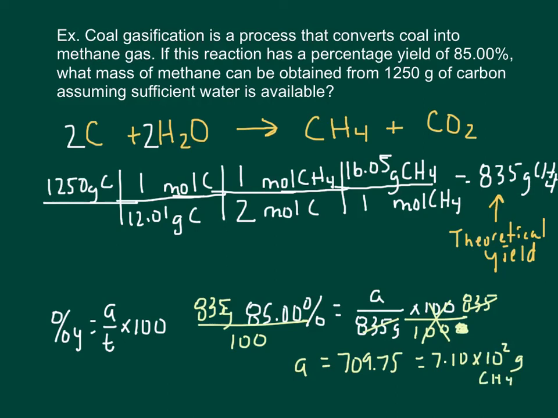So remember, one more time, this is theoretically what you should get. But it says you only get 85%, and some reactions do that. Some reactions will only give you a certain percentage because you lose it to other things in the process. So if I wanted to make 710 grams of methane, I would start with 1,250 grams of carbon and have sufficient water.